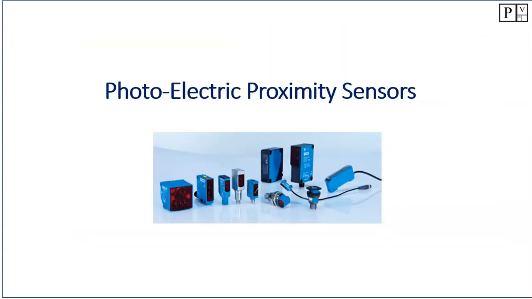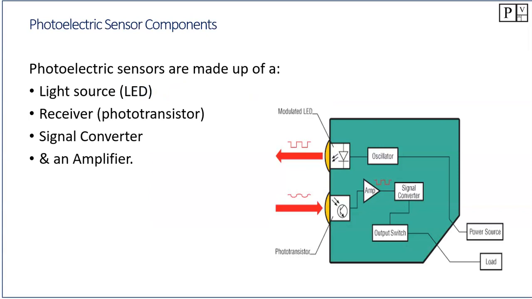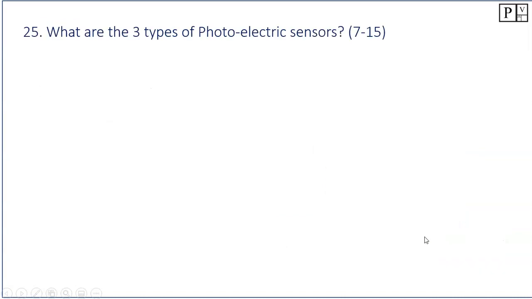Okay, let's take a look at the photoelectric sensor. We did a number of labs with these guys. These ones have an LED that punches out a light wave that goes out, bounces off the object, and then comes back to a phototransistor, and then that changes the output of the switch.